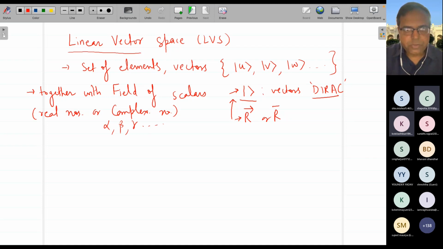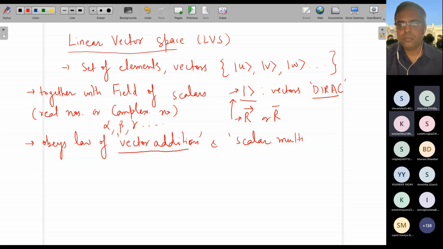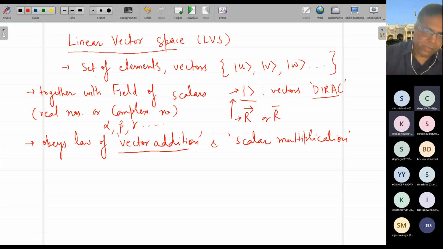So what is linear vector space? We are defining it. It is nothing but a non-empty set of elements, which we call vectors, together with a field of scalars, which obeys the law of vector addition and scalar multiplication. Okay, so I am defining my vector space. We need to have our set of elements, which we call vectors, which together with the field of scalars will obey this law of vector addition and scalar multiplication.